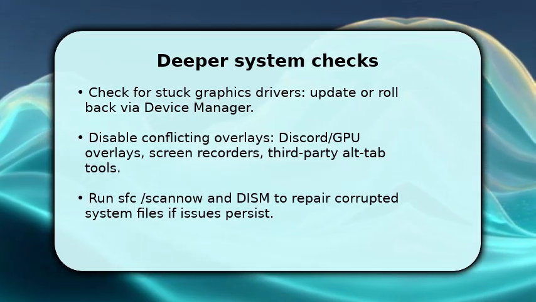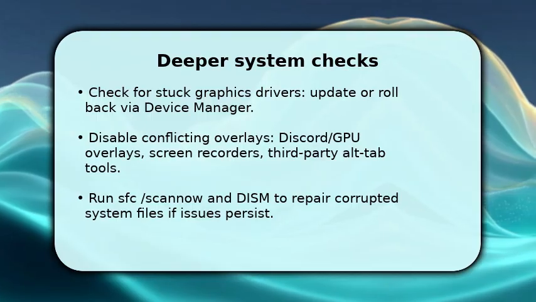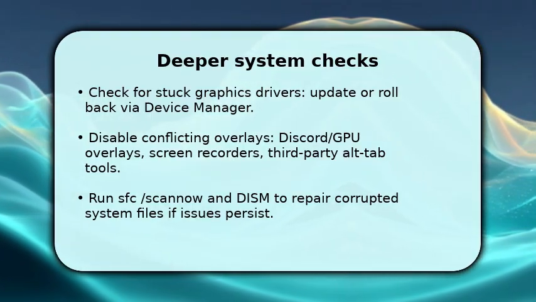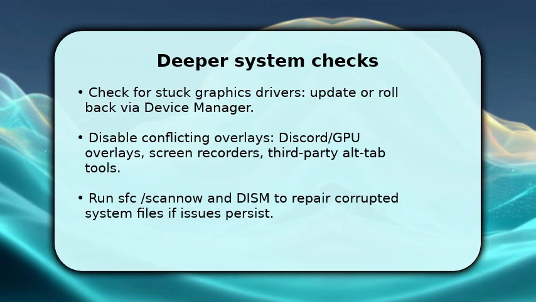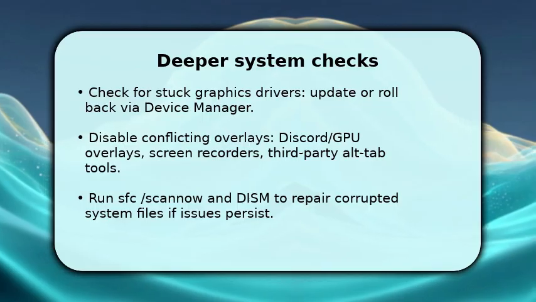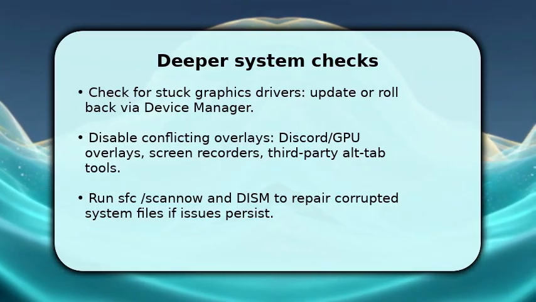If freezes persist, run system repairs. Open an elevated command prompt and run sfc /scannow, then DISM restore health. These commands fix corrupted system files that can break window switching and restore normal Alt plus Tab operation.